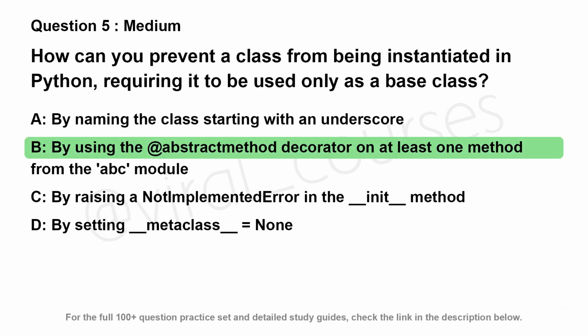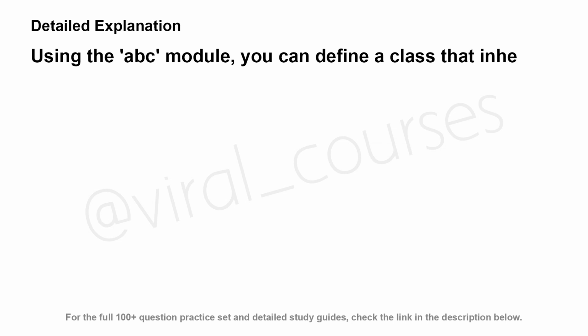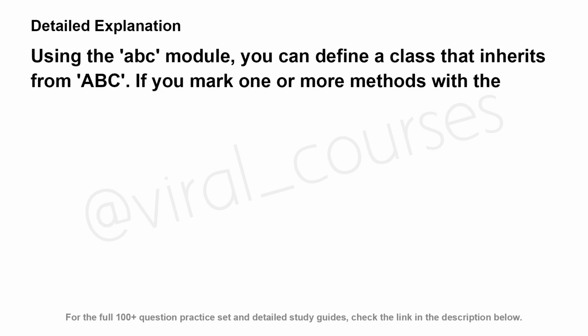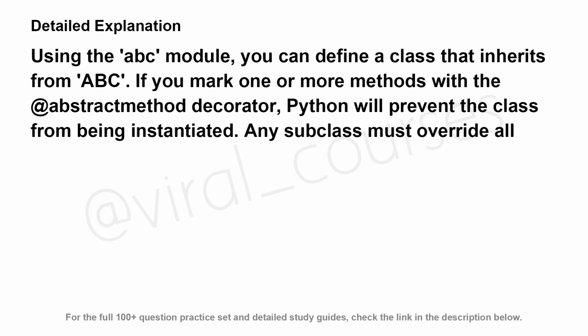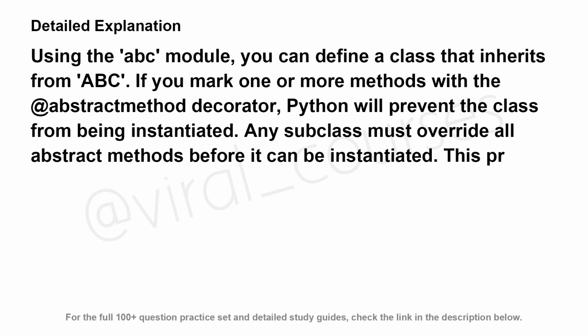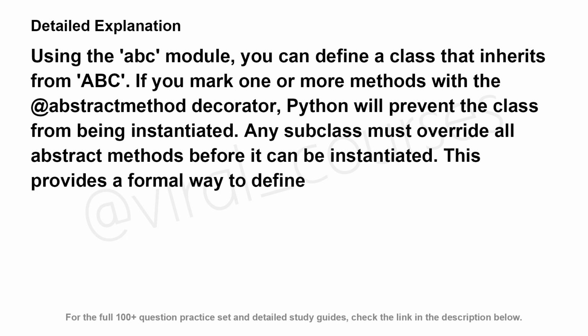The correct answer is B. Using the ABC module, you can define a class that inherits from ABC. If you mark one or more methods with the abstractmethod decorator, Python will prevent the class from being instantiated. Any subclass must override all abstract methods before it can be instantiated. This provides a formal way to define interfaces in Python.